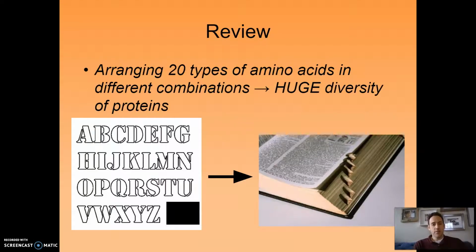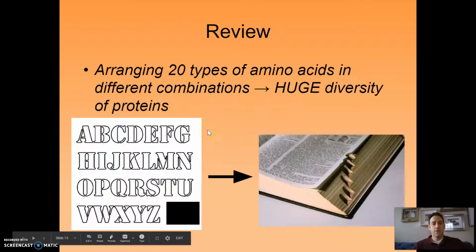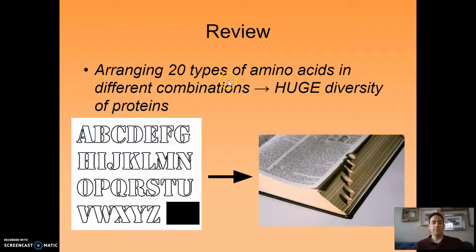So then the last little point I wanted to make is that there's 20 types of amino acids, but each of them is arranged in a very specific order to form a specific protein. And so by arranging the 20 types of amino acids in different combinations, you get a huge diversity of proteins, much like the letters of the alphabet. You arrange these 26 letters of the alphabet, and you get a dictionary worth of words.